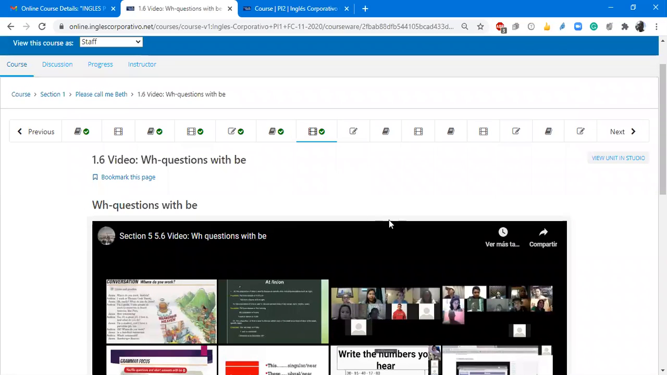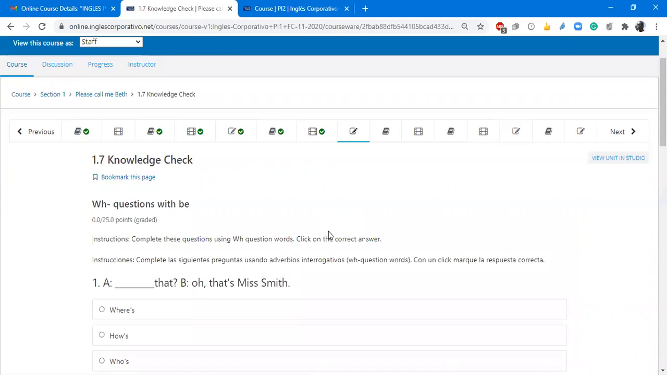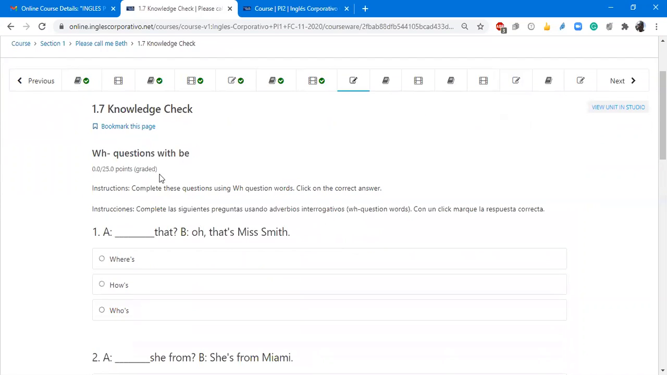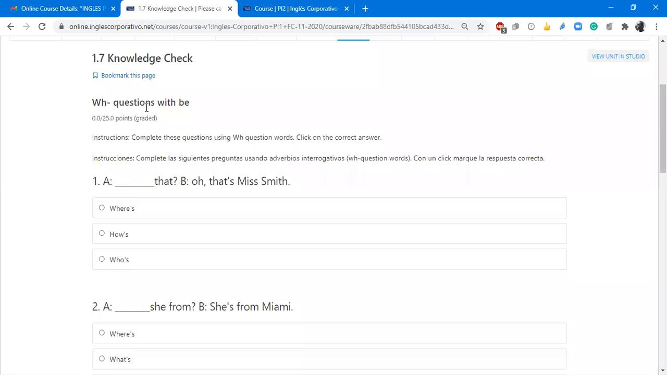No problem? Okay, we're going to go then to the knowledge check. Here it says WH questions with B, right? Complete these questions using WH question words. Click on the correct answer. So we have number one. Look at the answer and then check which is the possible correct word that we can use here: where's, how's, or whose?